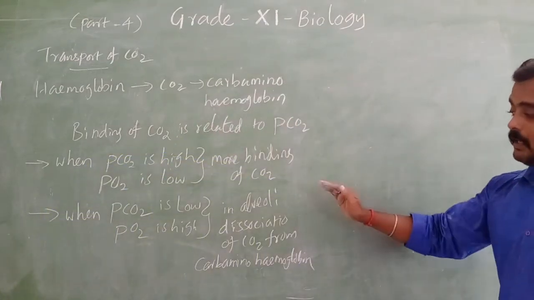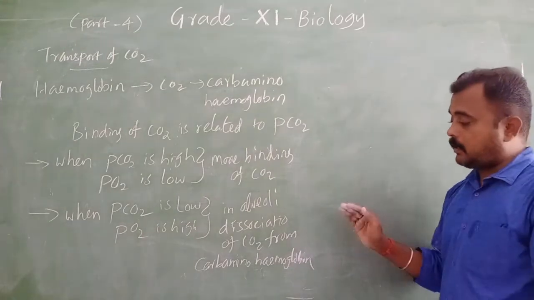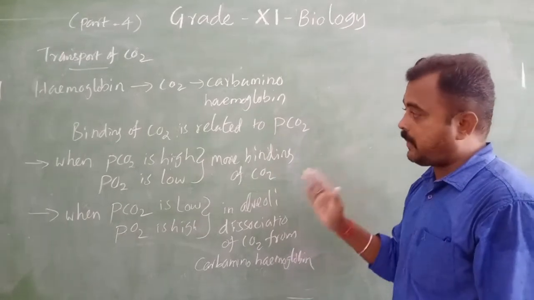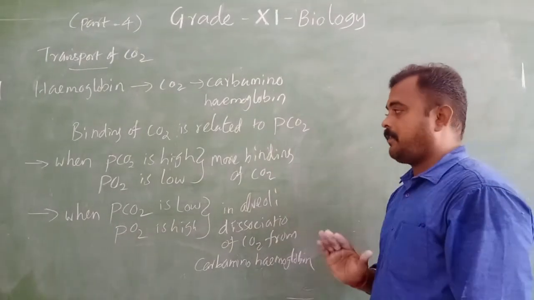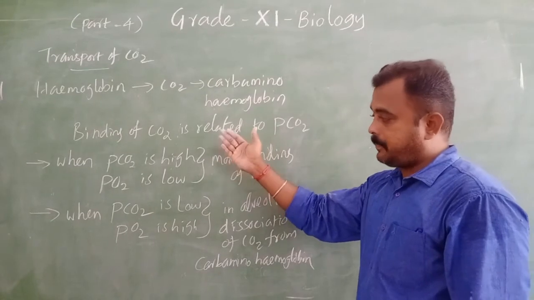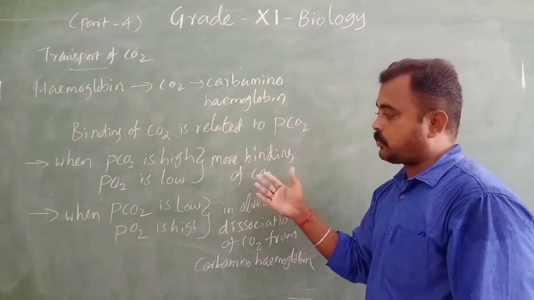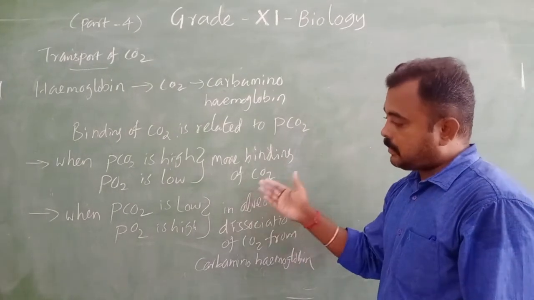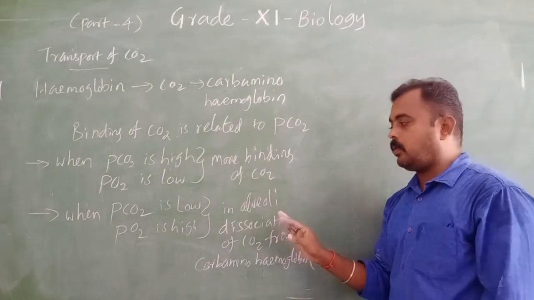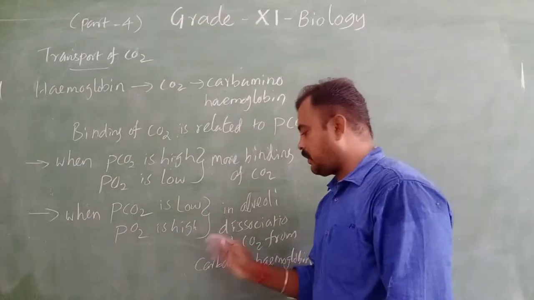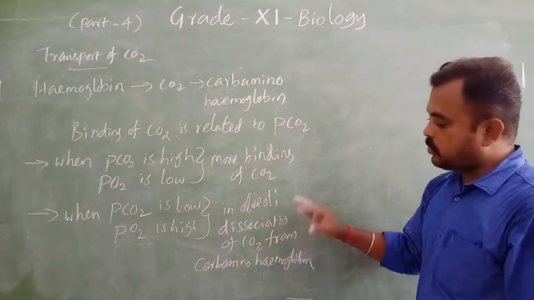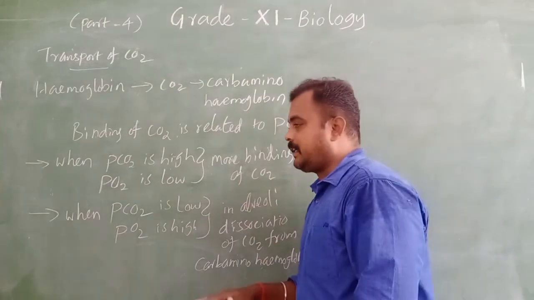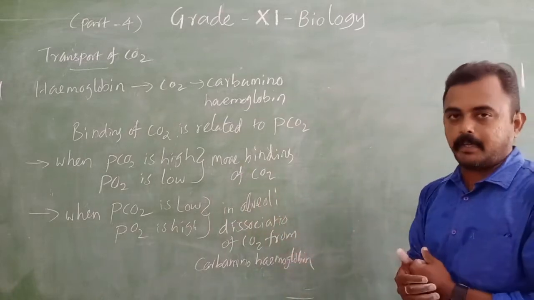So it is happening in alveoli. Okay, right. So it is the factors. Which one is the factor? Here partial pressure is the factor. If it is high in tissue, that means binding is happening. When carbon dioxide pressure is low and oxygen pressure is high, that means dissociation of carbon dioxide is happening in the alveoli. So in this line, the transportation is happening.